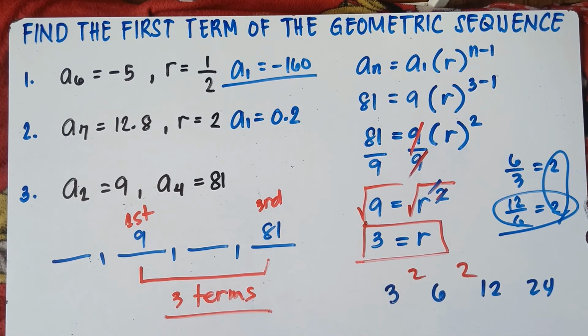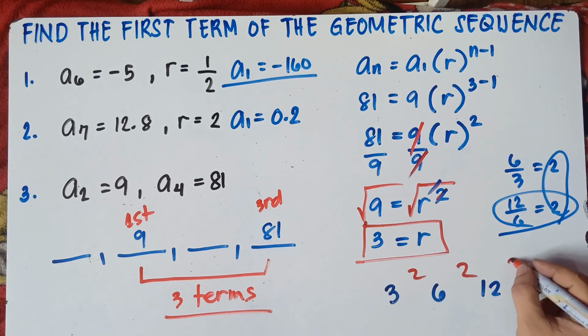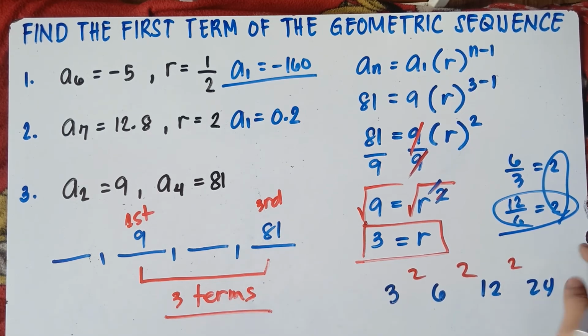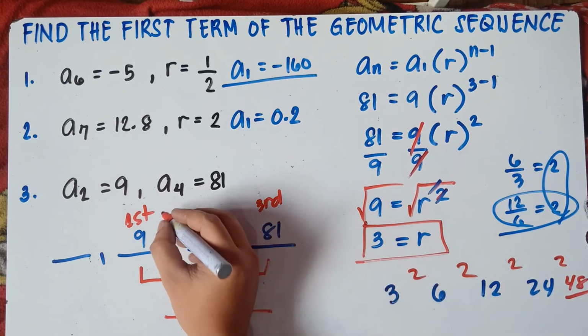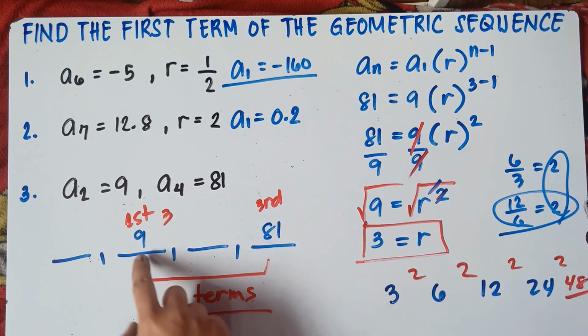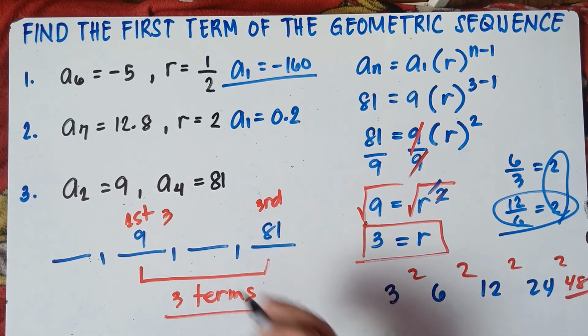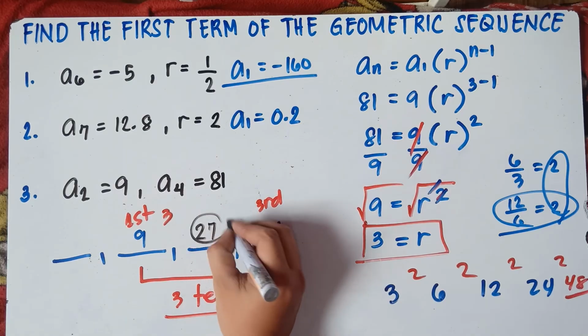Now, to do it reverse, once you get the common ratio, you can do it reverse. If the common ratio is 2, so 12 times 2, that would be 24. 24 times 2, that would be 48. So now, once we get the common ratio, which is 3, we can just simply get this next number, 9 times 3. The next number, the third term, it will be 27.